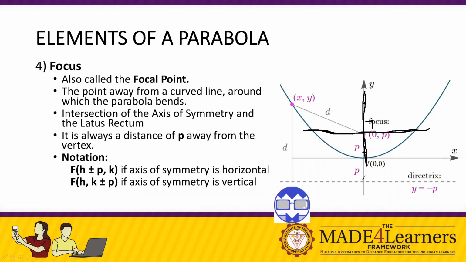Here is a shortcut to remember where to add the focal distance. If it's horizontal, left or right, just add it to the horizontal movement, h. Again, h is the horizontal movement. If the axis of symmetry is vertical, upwards or downwards, add the focal distance to the vertical movement, which is k. You can remember k is the vertical movement. So, just some tips to remember.